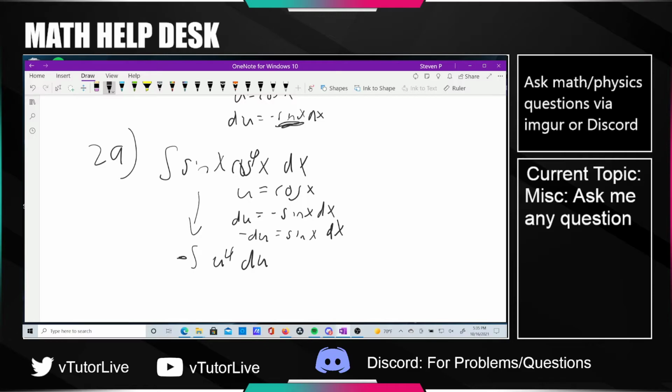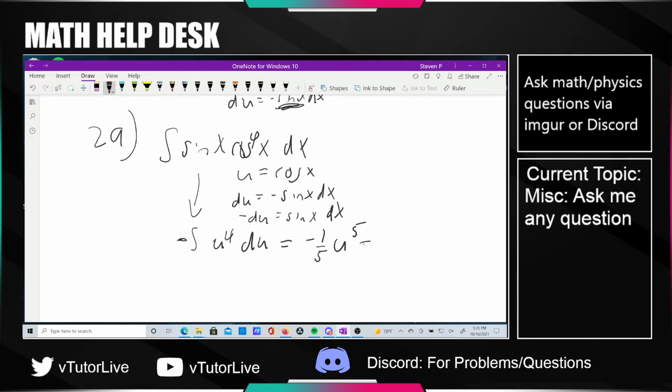The negative sign pops out front, and this just turns into a minus 1/5 u to the fifth, right? And then you plug it back in for u, this just turns into a minus 1/5 cosine of x to the fifth. And don't forget to add on your integration constant plus c, right?